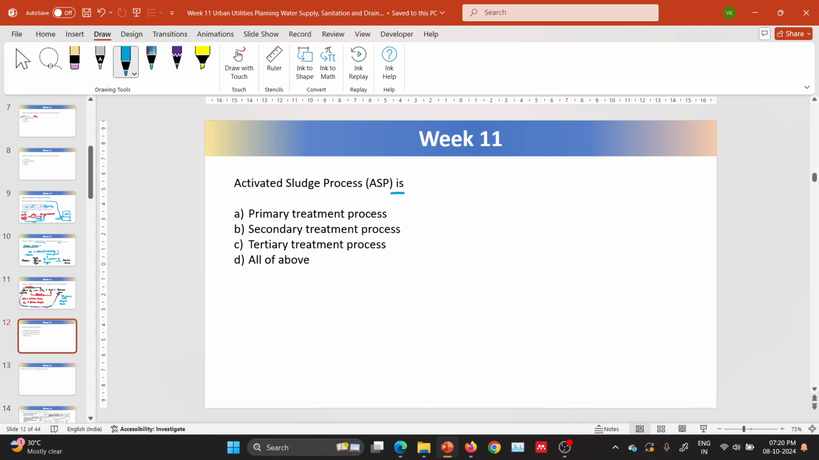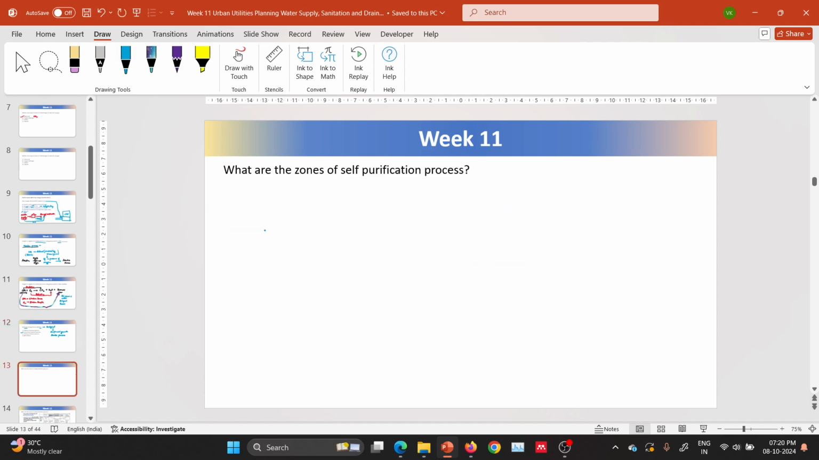The activated sludge process is a biological process. It's a biological process which is a suspended growth system, a suspended growth aerobic process. So the activated sludge process is a secondary treatment process.